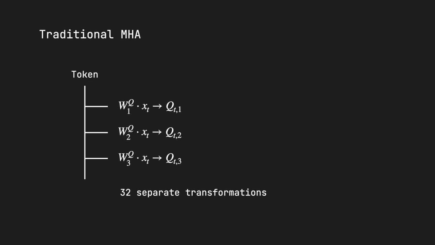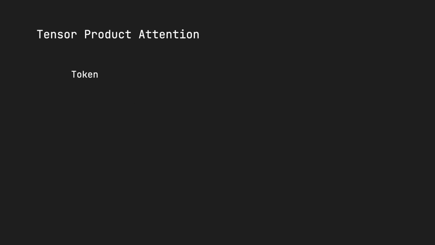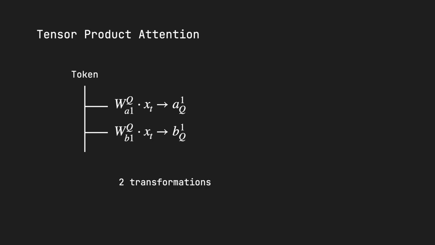in tensor product attention. The architecture in TPA is that you have a token, and what you're calculating is basically two things. One is the B factors, and the other is called the A factors. We'll look at what these are. These are two transformations that we're going to do, which significantly reduces the memory overhead.